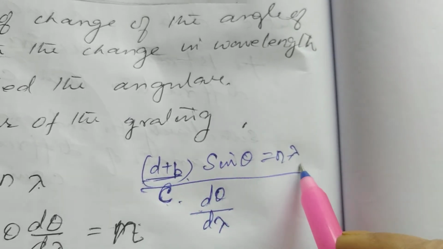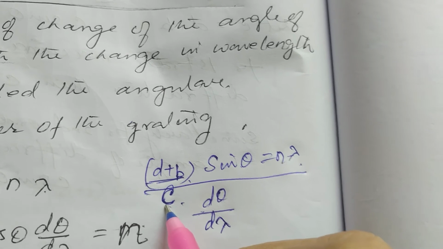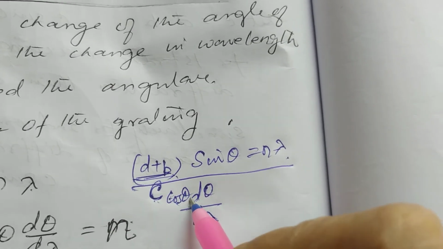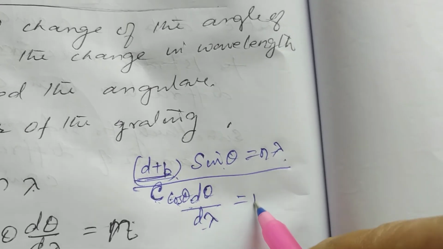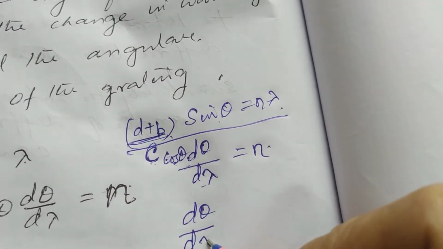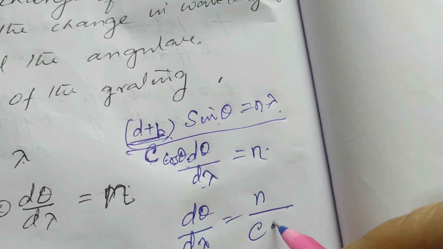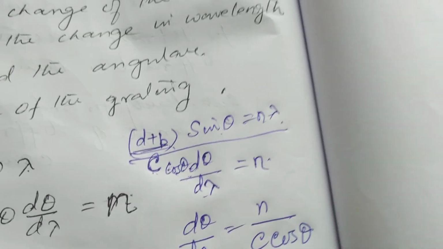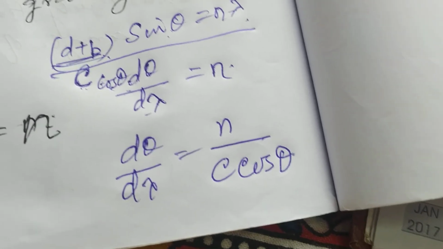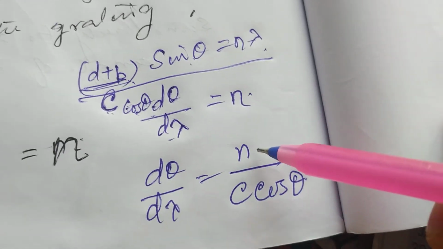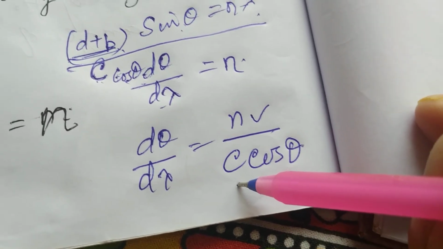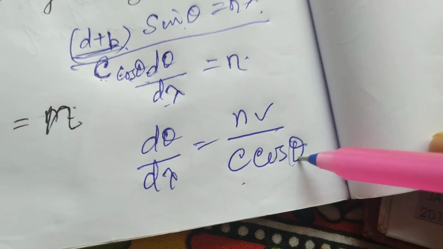Now if I differentiate this equation, then I will get c cos theta d theta by d lambda is equal to n. So d theta by d lambda, the dispersive power, is n by c cos theta. So the dispersive power depends upon n, the order of the maxima, c, the grating element, and the angle of diffraction.